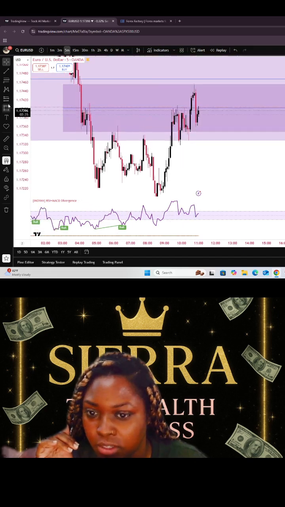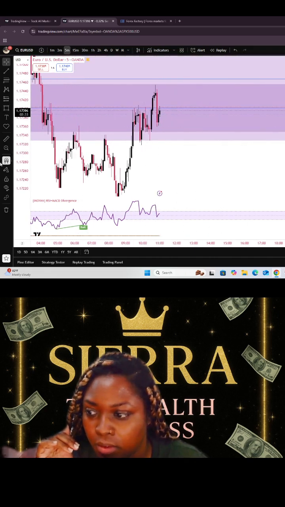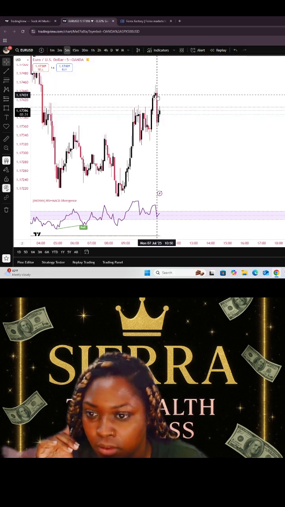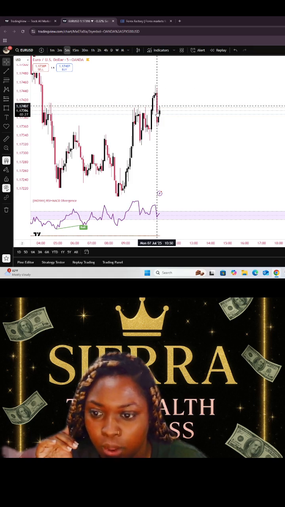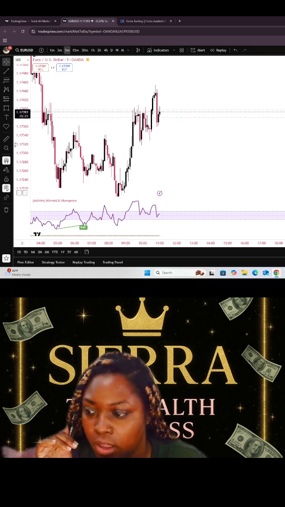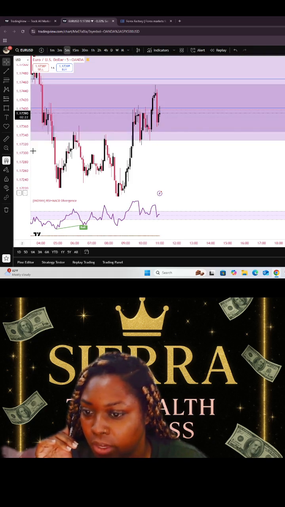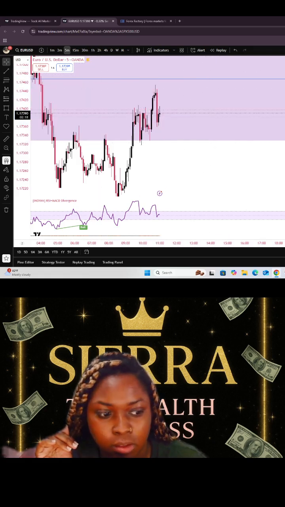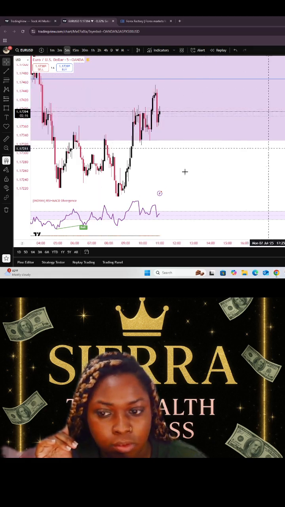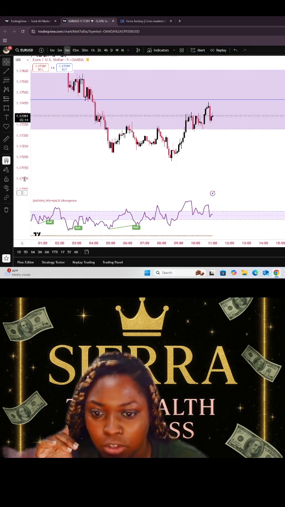Okay, EU gave us the same thing. 1, 2, 3. Bullish candle, doji candle, bearish candle. So it gave us another evening star. All right, so I'm selling EU and GU.